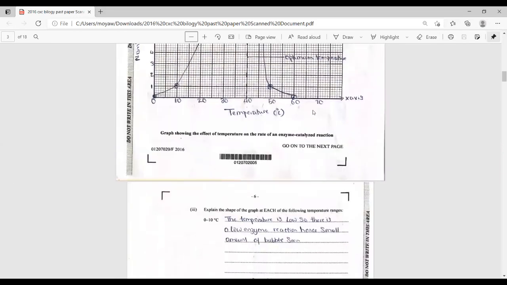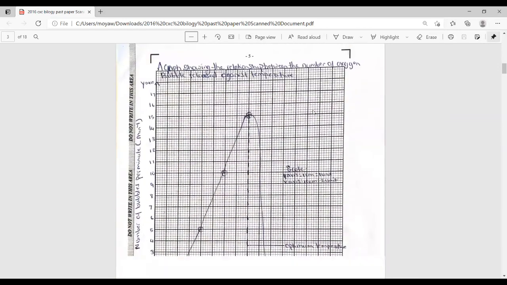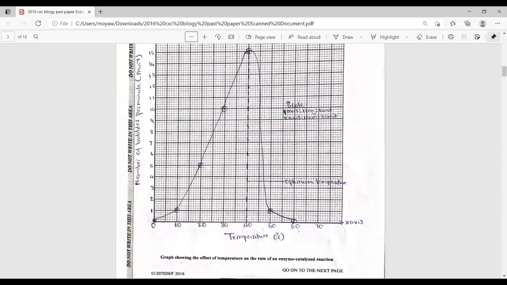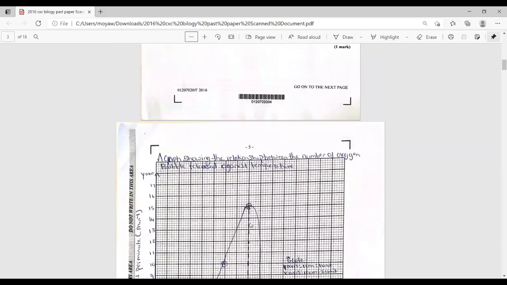So the next question, which was here. From your graph, determine the optimum temperature for the enzyme. So remember, the optimum temperature would be the highest point or the highest peak in which that enzyme, which is catalase, will work best. And as you can see, the highest point would be here. This is where we have it. So it's 15 bubbles at the temperature, which is 40. So the optimum temperature now is going to be 40 degrees Celsius, and that is why we have that on the line. Moving on.